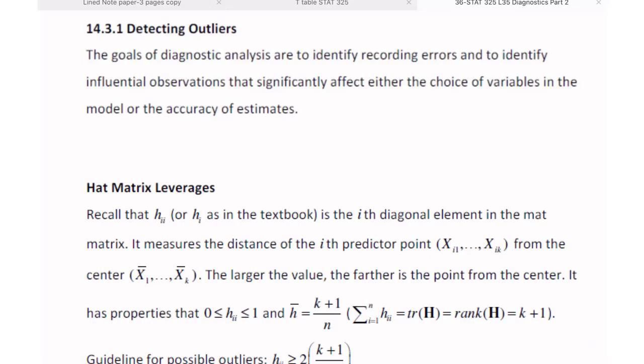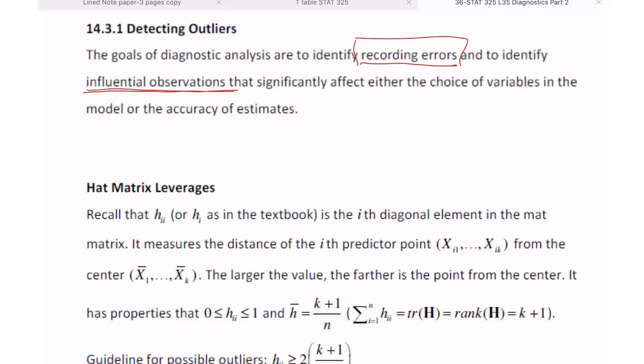And the goal of diagnostic analysis are to, 1, identify any recording errors, and 2, to also identify influential observations. Now the recording errors, that is very tedious, and you have to say, well, it just can't be this value, or this value doesn't look right. Maybe we typed it in wrong from where we recorded it, or maybe there was something wrong with the equipment, or something wrong with the recording of that value.